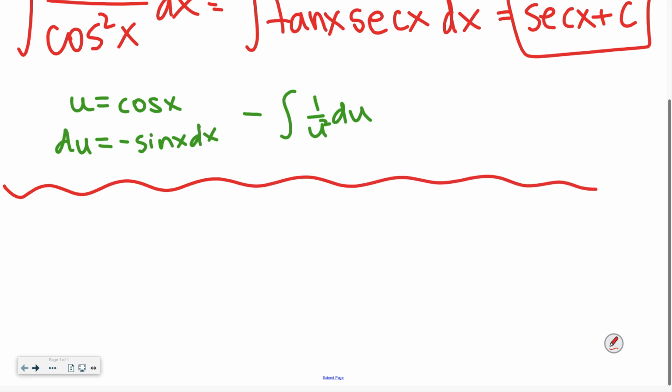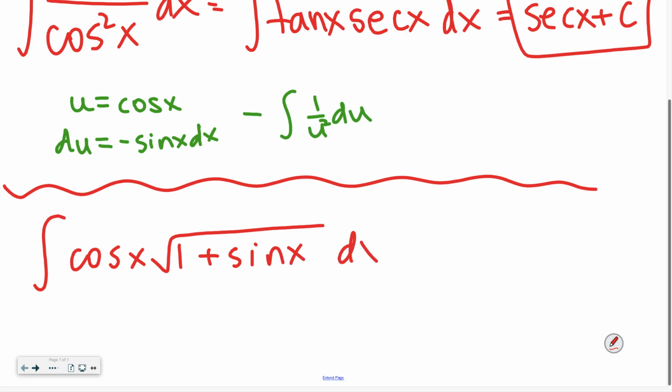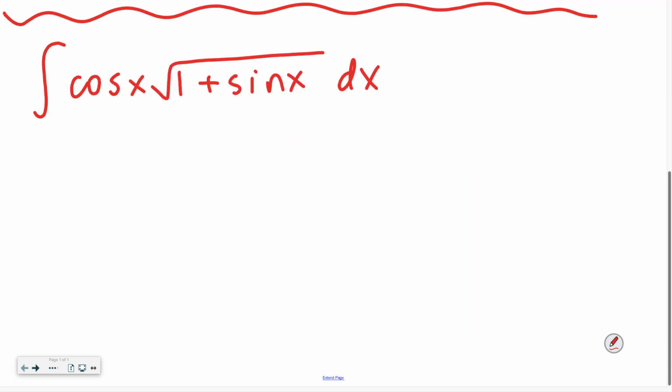Okay, how about one where we don't have that? Okay, here's our next trig example. Do we have a composition? Mm-hmm. We do. And our trig identity is going to help us here? Not really. Okay. There's not a whole lot we can do.